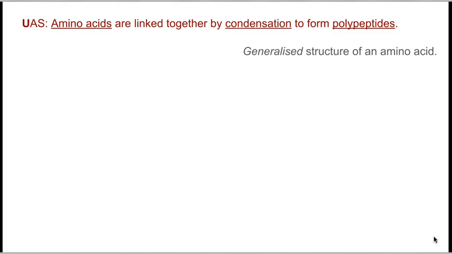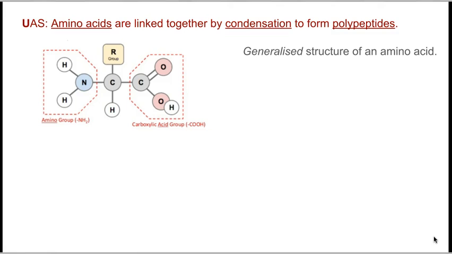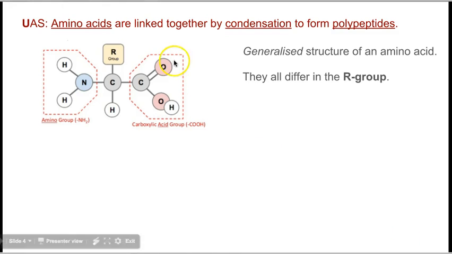First of all, let's review the generalized structure of an amino acid. And we can see it here. We have this central core of nitrogen and 2 carbon atoms. We have an amino group on the left-hand side, a carboxylic acid group or carboxyl group on the right-hand side, and we also have this R group. Now it's the R group, this yellow one here, where all of these amino acids differ. This generalized structure here is the same across all amino acids.